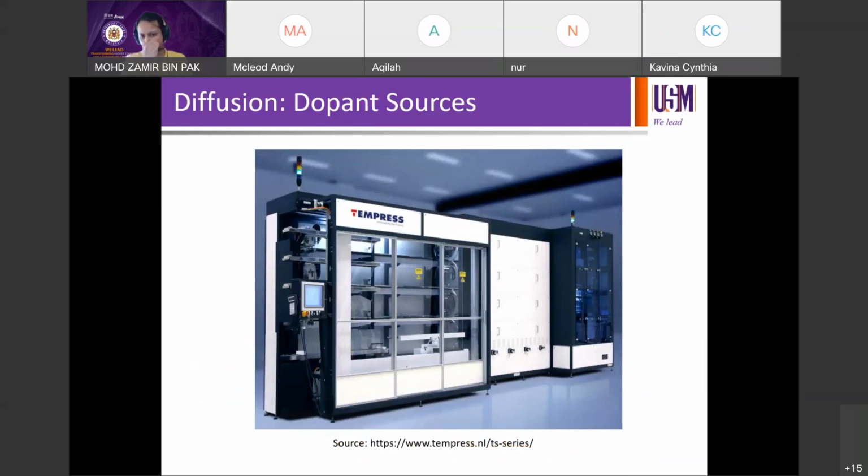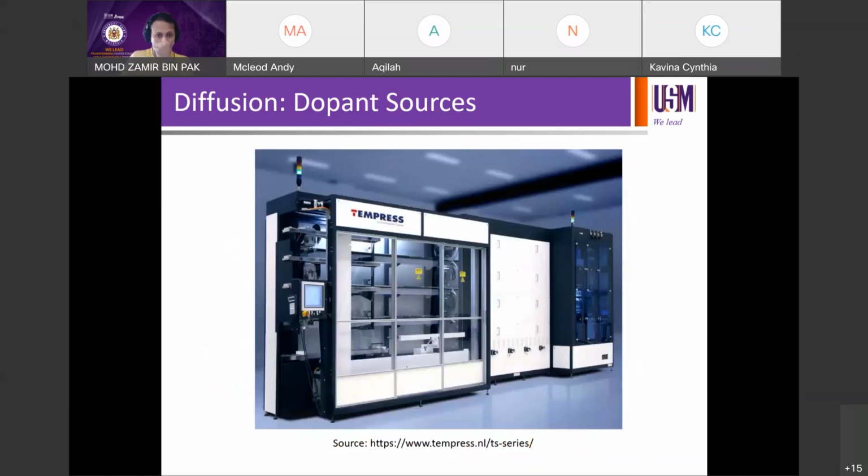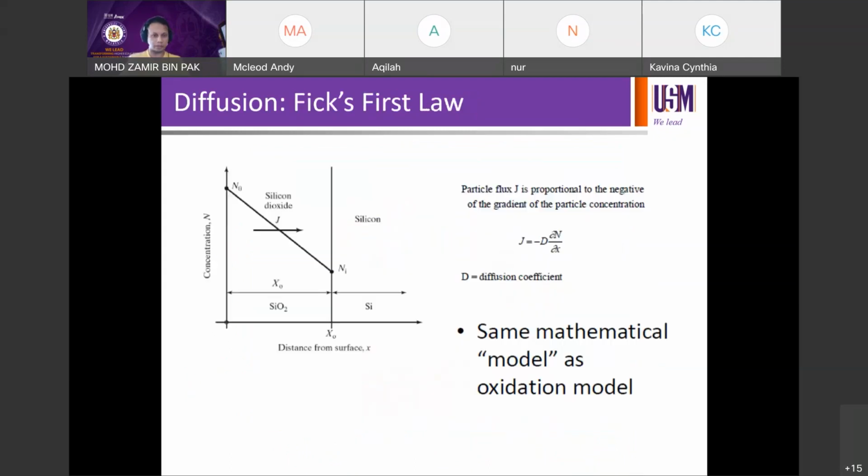So here is one example by Tempress. This is the furnace that we're talking about. Just imagine this is only one tube. On this Tempress furnace, you have a 3-stack: one stack at the top, one stack here, one stack here. So you can accommodate 3 tubes. It looks like it can accommodate 4, but they probably did not install it. So you can actually have 4 tubes to hold the wafers. Wafers can go in here. So this is the Tempress diffusion furnace that you can use to run the doping process.